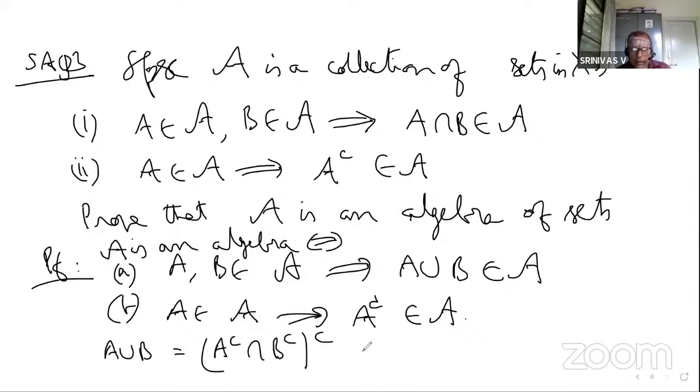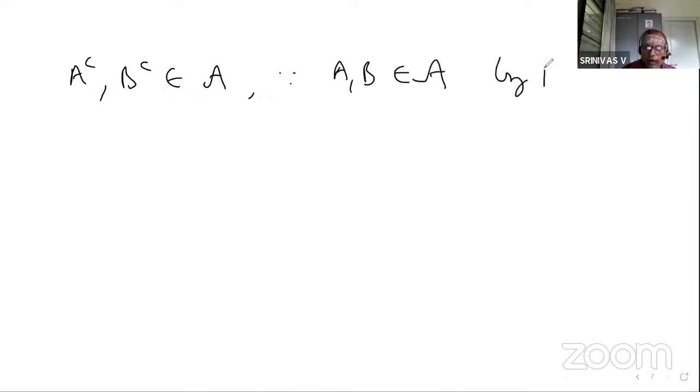Now if A and B are in script A, A complement is also in script A, and B complement is also in script A. Therefore, because of the second property, this is an element in script A, and this is an element in script A. And script A is closed under finite intersections, means if you take a finite number of entries, the intersection will also be present in script A. So what can we say? A complement, B complement belongs to script A because A, B belongs to script A by 1.